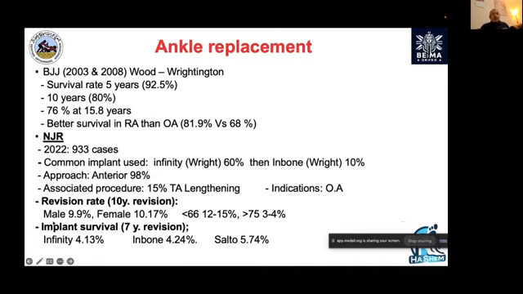If you look at the implant survival for every individual implant, you can see that Infinity at 7 years has 96% survival. Inbone at 7 years, 96% survival. Salto at 7 years, 95% survival.